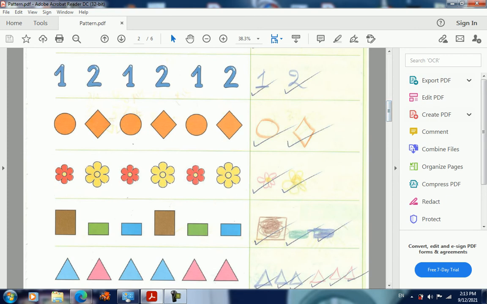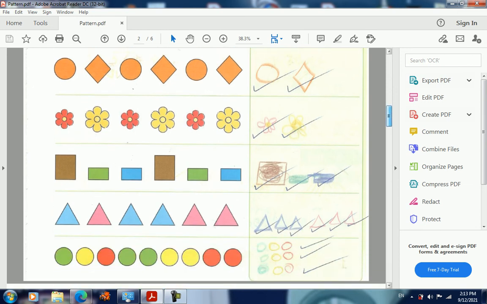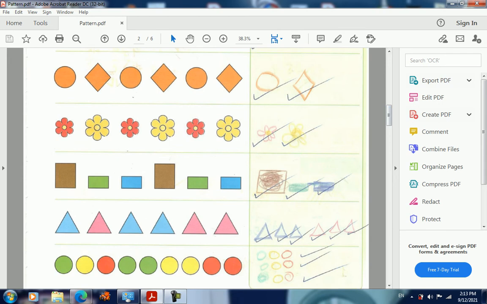For the third row, we got one, then two, one and two, one, two. So this basically means that we're going to draw or write one, then two. For the next row, we got a circle, then a diamond. So from the beginning, circle, diamond, then circle, diamond, then circle and diamond. So in order to complete, we're going to draw a circle and then a diamond.